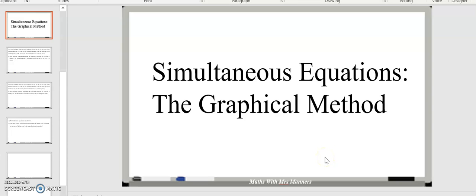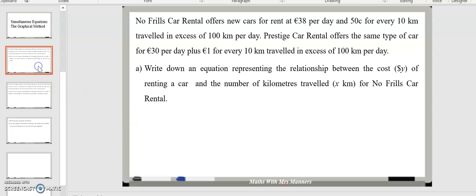All right, let's have another look at the graphical method for simultaneous equations, and we're going to look at another example. The last example we looked at was two cars traveling at different speeds, and we looked at when one car caught the other car, or basically when they had traveled the same distance. This particular question is going to be on car rentals.